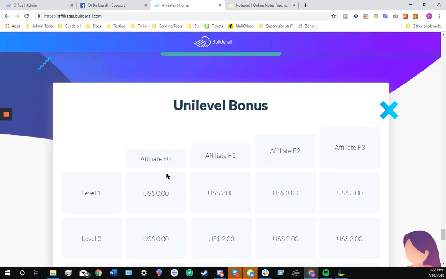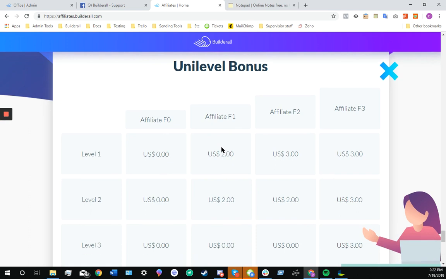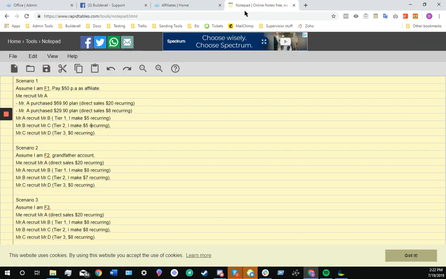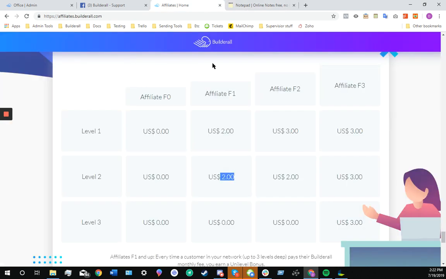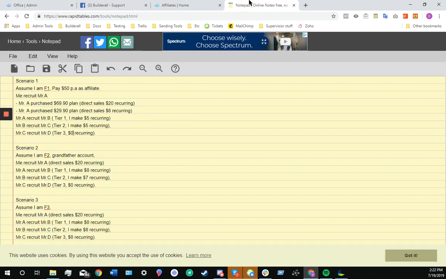You will make, if they're on the $29.90 plan, you will instead make $2, as was mentioned before. And the same thing with Mr. D. Since it's tier 3 and you're only in this scenario F1, you will, of course, as you already noted there, not be earning any commissions for that. And then that would be scenario number one.